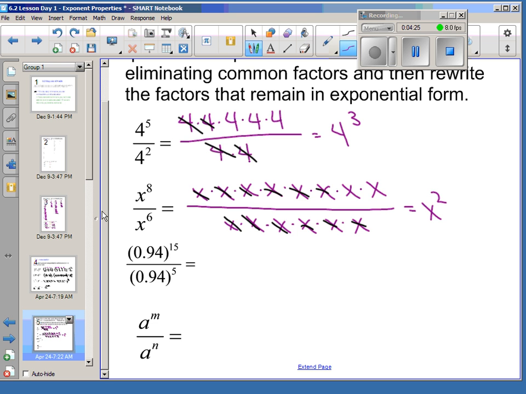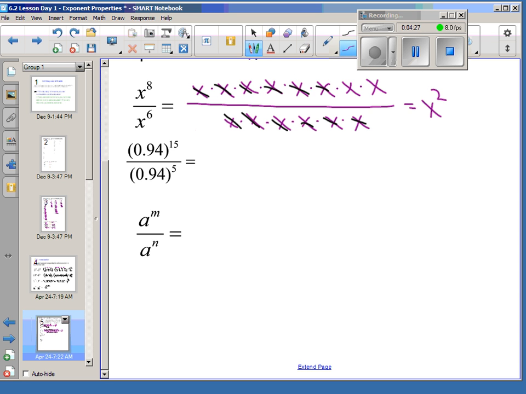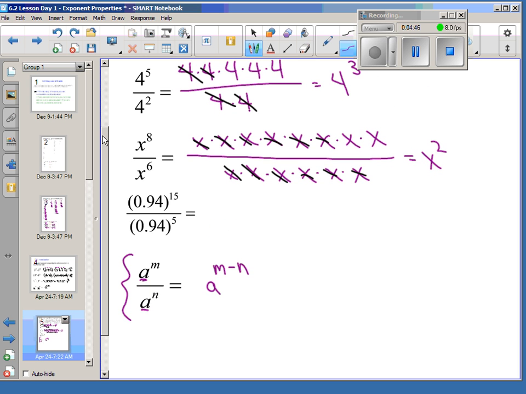So I'm going to jump ahead, and our rule for quotients is for when we're dividing. So a to the m over a to the n, our general rule is going to be a, keeping that same base again, to the m minus n. So what's in our numerator minus the exponent in our denominator. So 8 minus 6, 5 minus 2.